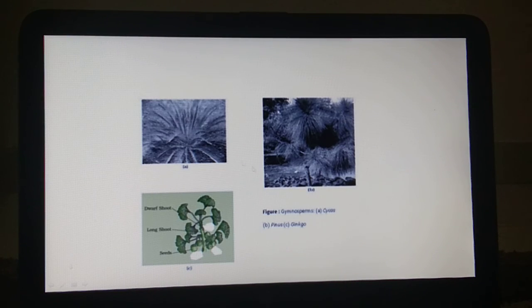So you can see here, student, this one is Cycas, this one is Pinus, and Ginkgo. So it was all about gymnosperms.